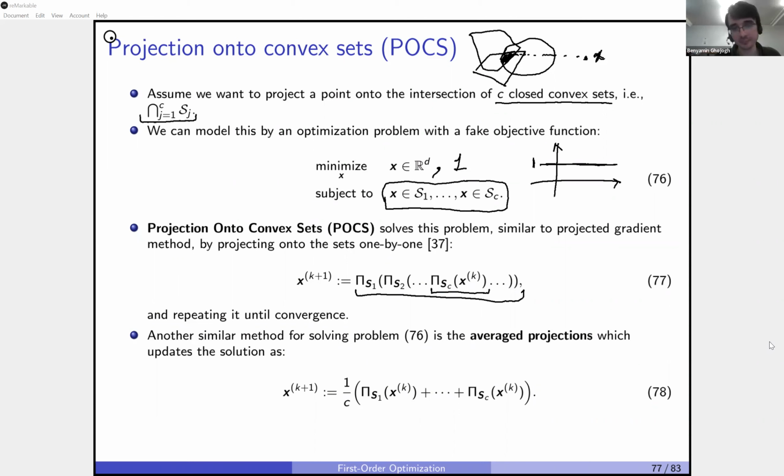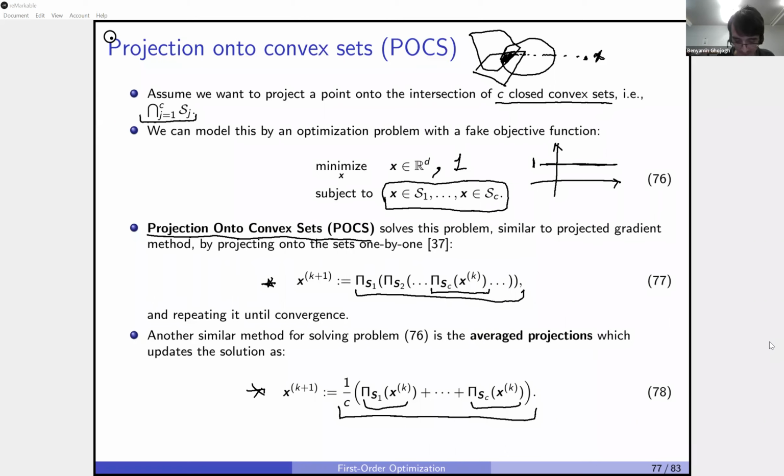The order matters. In order not to have dependence on the order, we can say that at each iteration, project onto each of the sets, then take the average of the projections. Of course, when you take the average of the projections, it might not be in the intersection anymore, right? But gradually you converge to the intersection of the sets. And this is called projection onto convex sets.